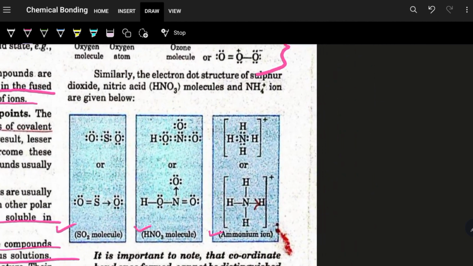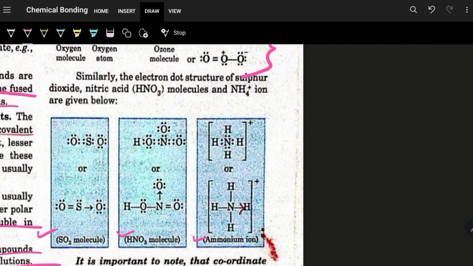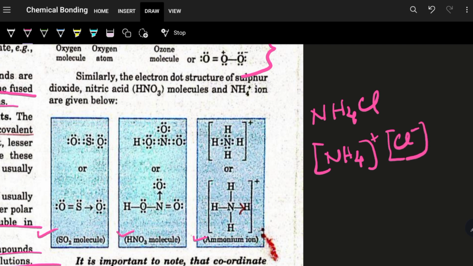Now, if anyone asks you to give an example of a compound that has all the three bonds, that is, ionic bond, coordinate bond and covalent bond, that is NH4Cl. Why? Because the interaction between NH4+ and Cl- is electrostatic, and it's an ionic interaction. The bonds over here, you can see these are the covalent bonds and this is the dative bond. So all the three bonds exist in NH4Cl.